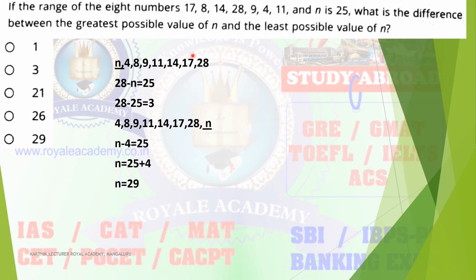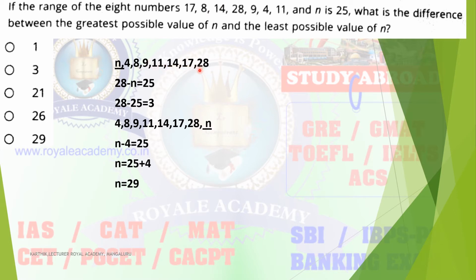So first, write in ascending order. Along with that, we don't know the value of n, so I will include it first. Okay, n may be here. Then write in ascending order: 4, 8, 9, 11, 14, 17, 28.